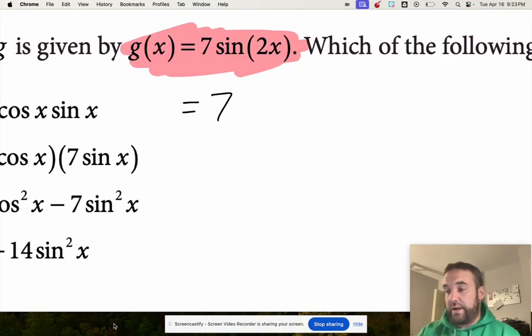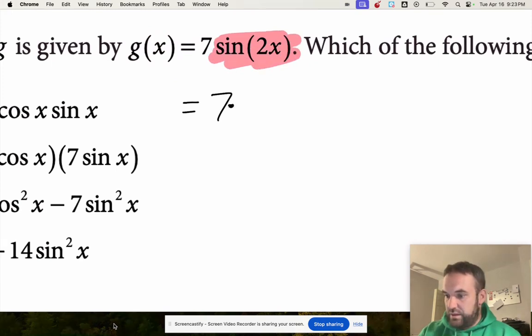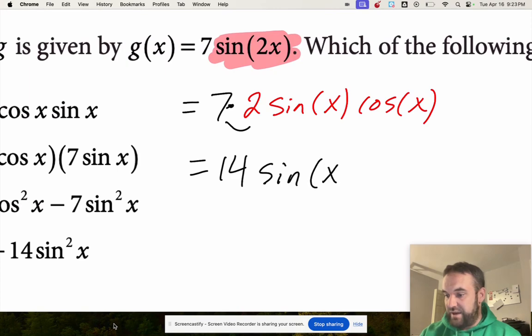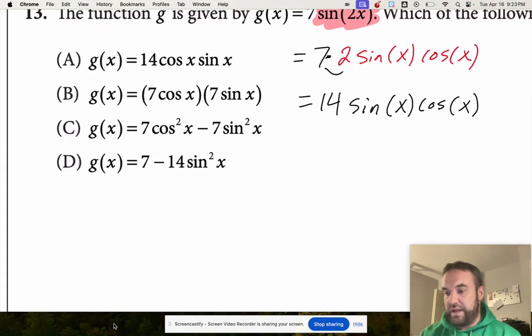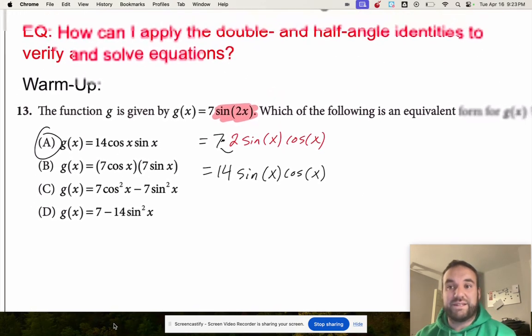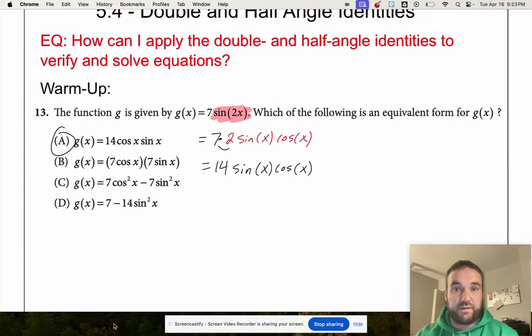But sine of 2x can be rewritten as, just this portion, 2 times sine of x and cosine of x. And if I multiply my 7 and my 2 together, I will get 14 sine of x times cosine of x. And that is one of the answer options. That's answer A. So A would be the equivalent form of g of x.